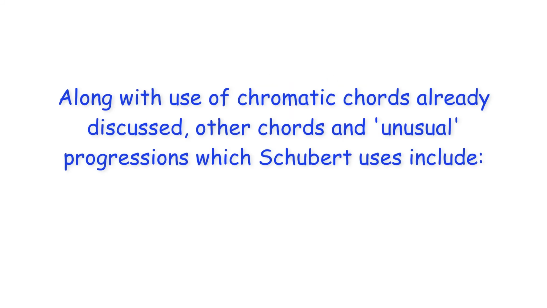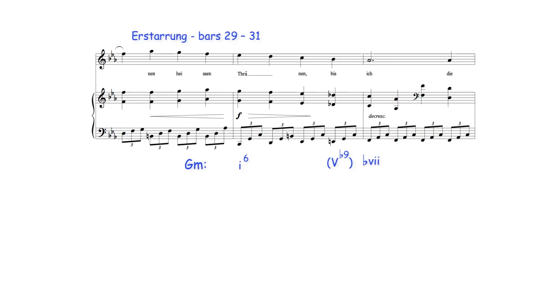Along with use of the chromatic chords already discussed, other chords and unusual progressions which Schubert uses include use of extended dominant chords. Here Schubert uses this secondary dominant 7th flat 9 chord resolving to an F minor triad in the following bar.